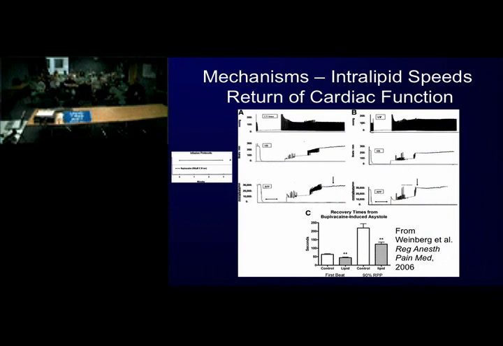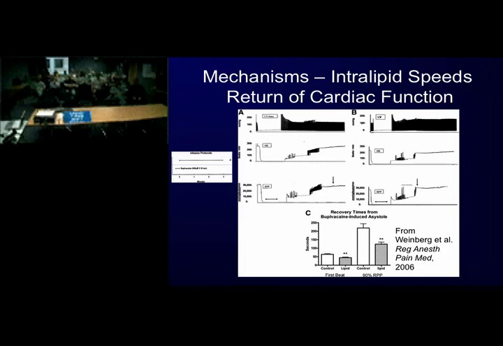And so this is what Dr. Weinberg found in 2006. So just to show you his infusion protocol, this is an isolated rat heart. He gave a bolus dose of bupivacaine followed by a continuous infusion of Intralipid, again through that perfusate that I mentioned. On the left side here is basically saline after the bupivacaine bolus, and then on the right here is lipid.